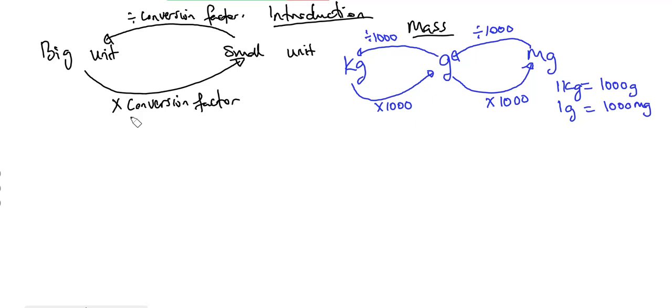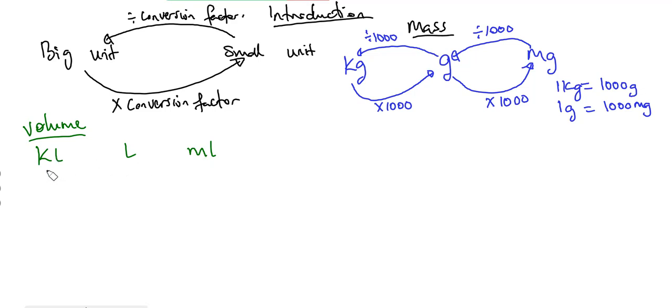Let's look at something else, which is volume. With volume, we have liters. We can start with kiloliters, then we move to liters, then to milliliters. So we have kiloliters, then liters, then milliliters.